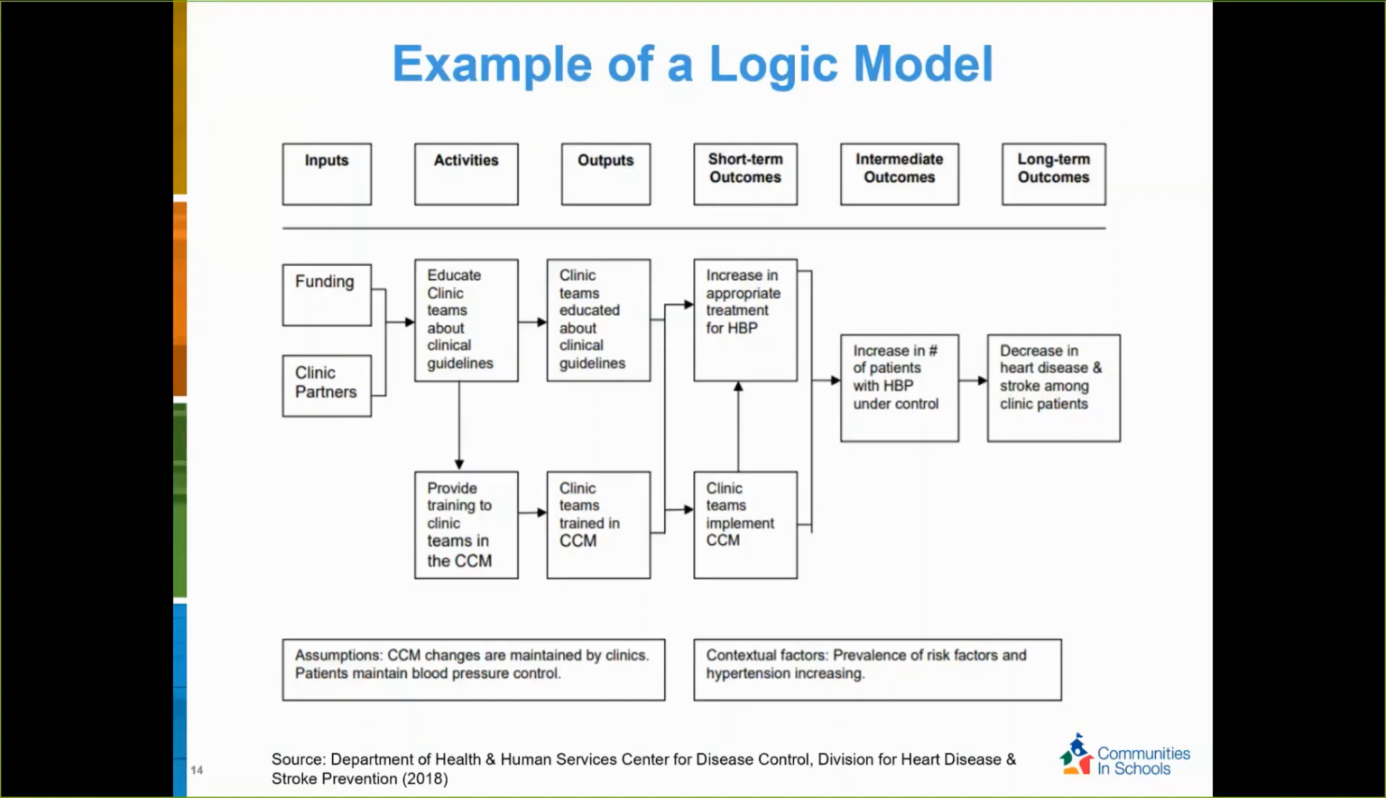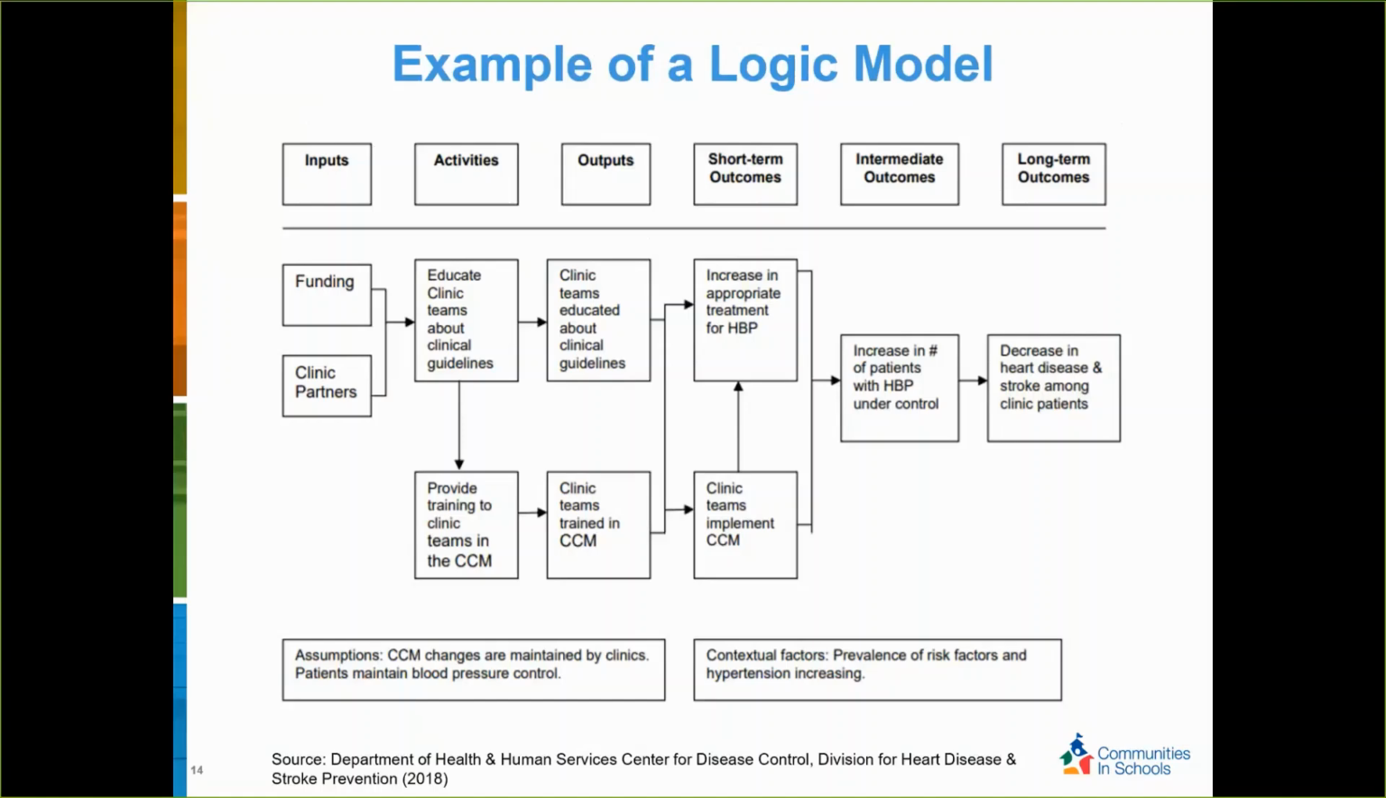And this really speaks to the ability of a model to be a living document. So they can check in with these checkpoints, see if they're not reaching their intended goals and outcomes, and then tweak the activities as they need to. The creators of this model also chose to include assumptions and contextual factors to deepen the overall understanding of external variables that could influence the outcomes of the chronic care model.